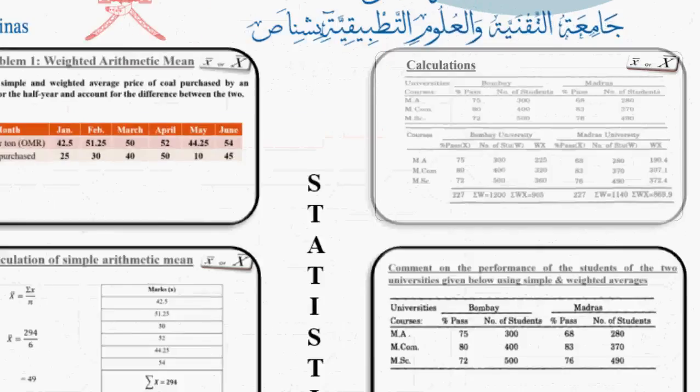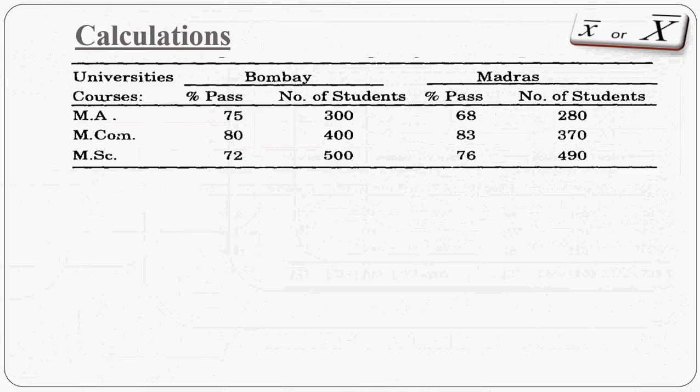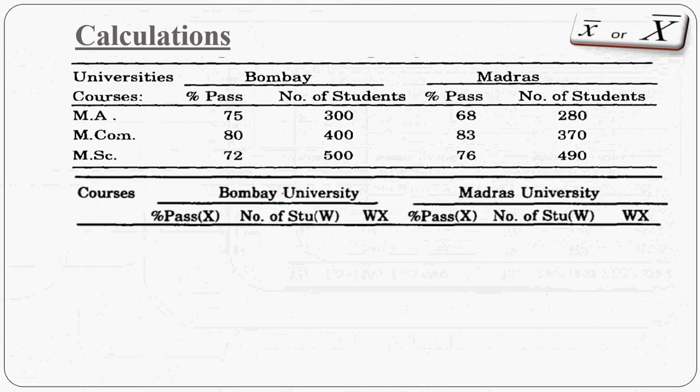Now let us take the same problem. Now first step, give the heading. So we need to give Bombay and Madras University, and you can see percentage pass and number of students are given for Bombay as well as Madras University. Percentage of pass is X and the number of students I assume W. So we need to calculate Wx, same for Bombay University and Madras University.